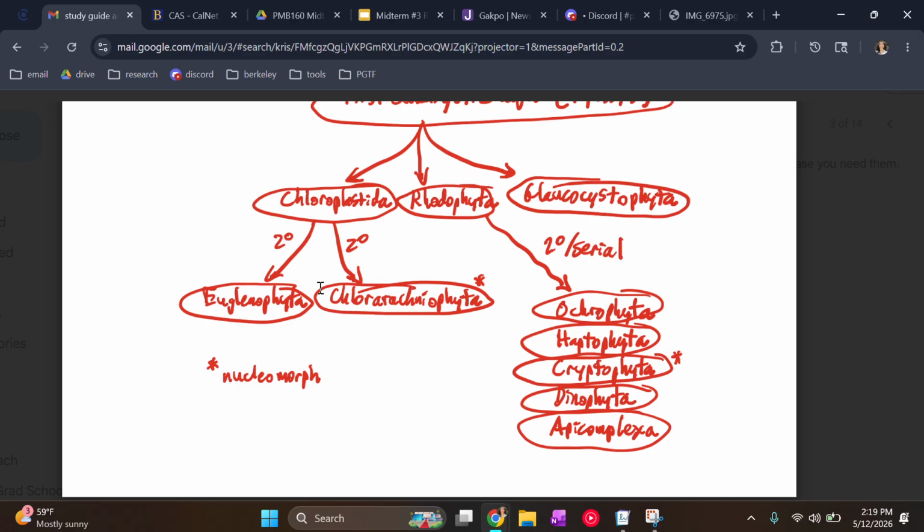Yeah, and it's a nice little token of evidence of endosymbiotic theory. So if that's a question, like, what's evidence of this? Nucleomorph in cryptophyta and chlorarachniophyta. And it also happens in two different clades. So that's like, look at that happening.